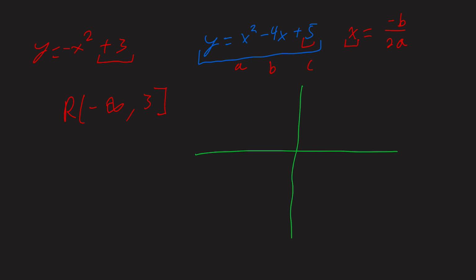So b is negative 4. The negative of that is just regular 4 divided by 2a. A is 1, 2a is 2. Therefore, the x-coordinate is 2. Okay? So my vertex occurs at x equals 2.